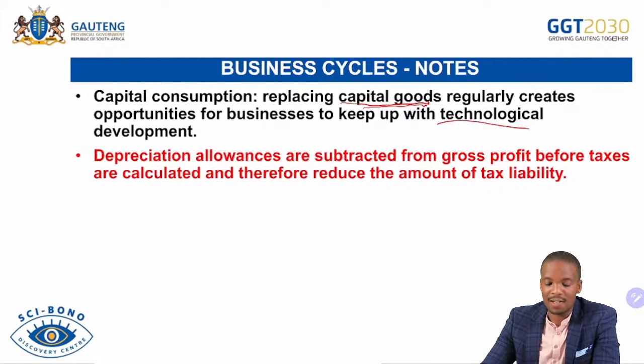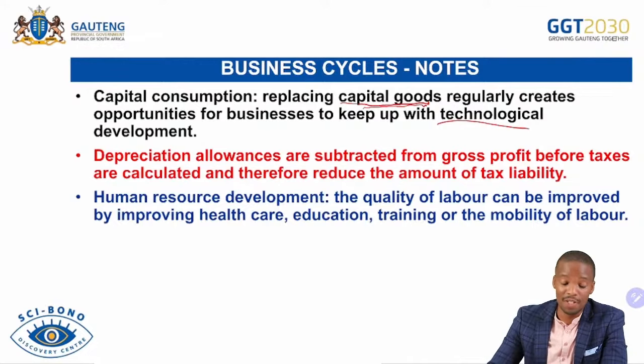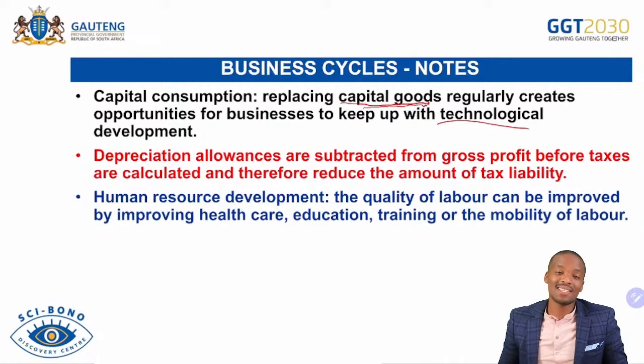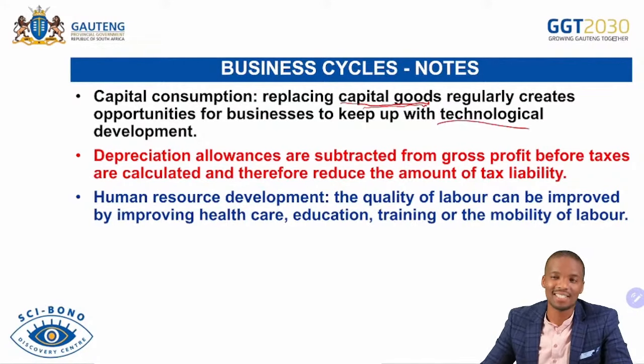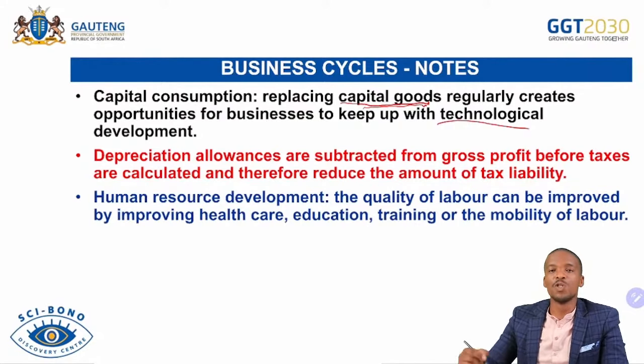Depreciation allowances are subtracted from the gross profit before taxes are calculated, and therefore they reduce the amount of tax liability. Human resource development. There's another factor. The quality of labor can be improved by improving the healthcare, education, training, the mobility of labor. So if the training takes place, healthy workers tend to be more efficient than those who are not healthy. So now it means they can produce more goods than those who are not healthy.